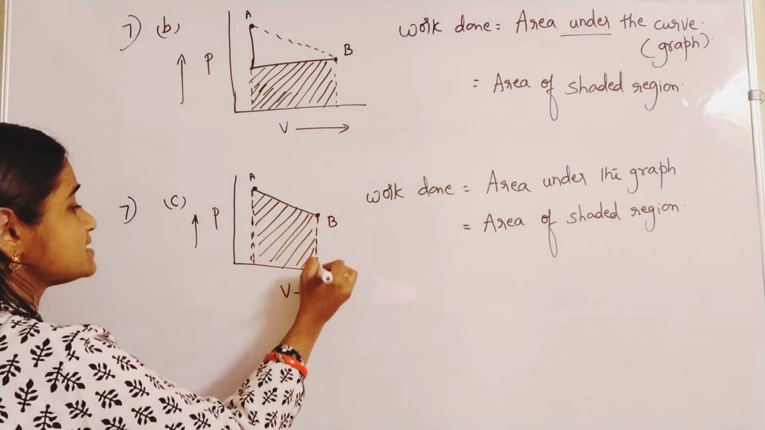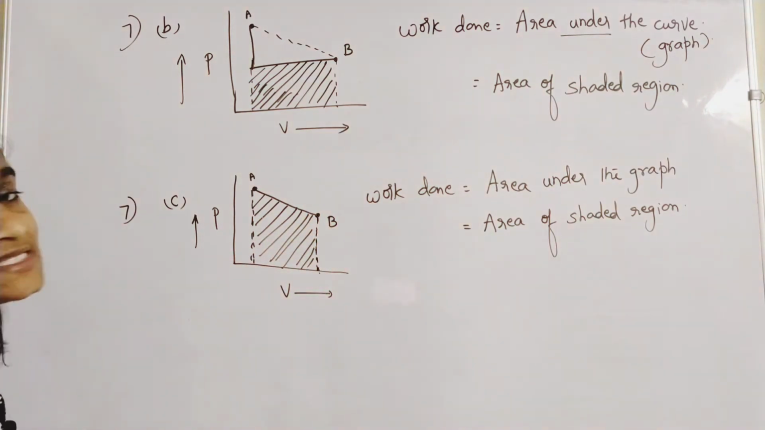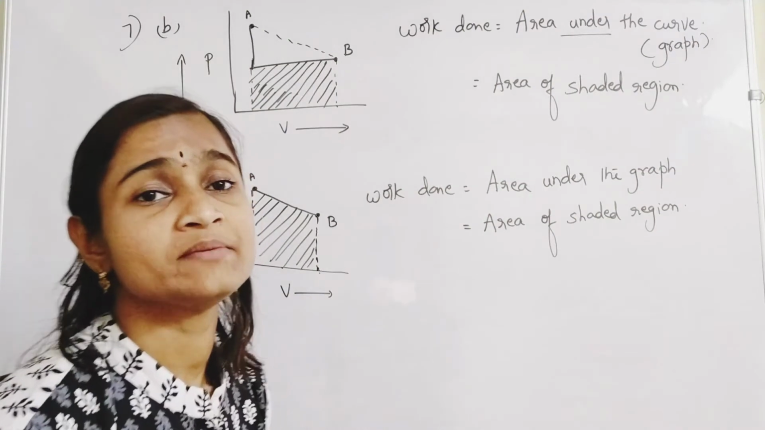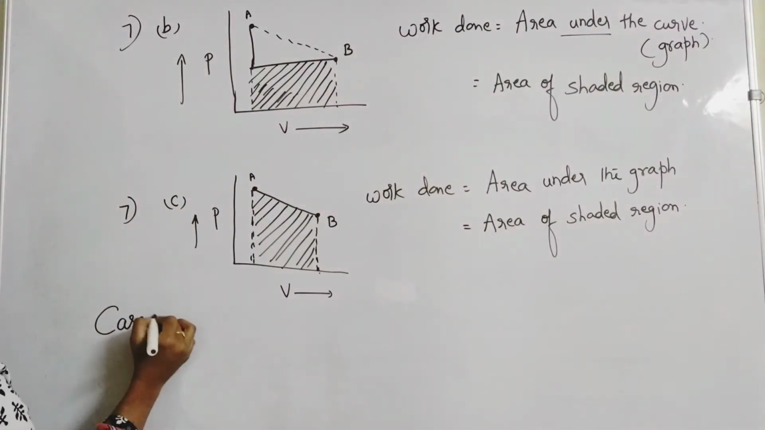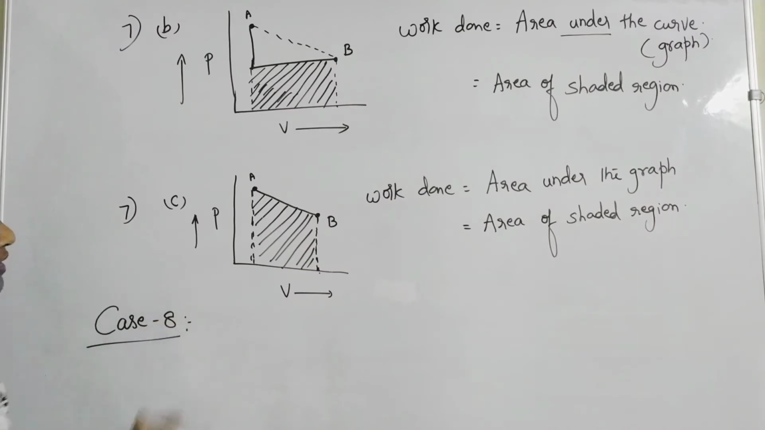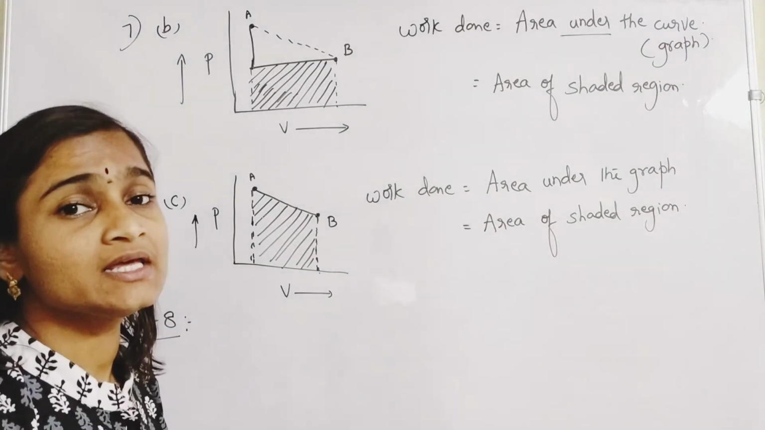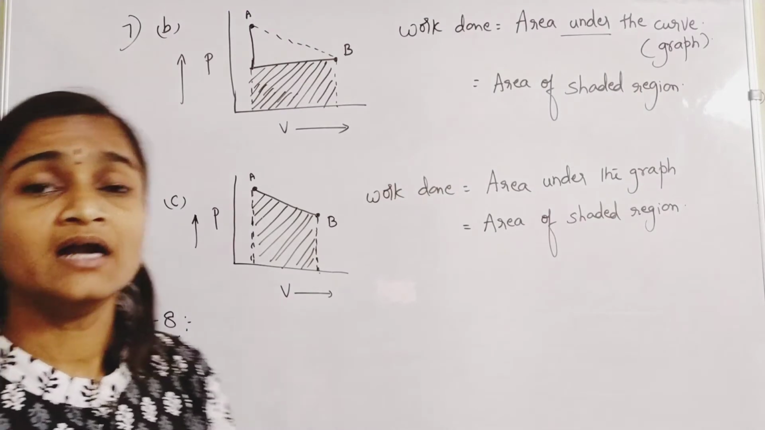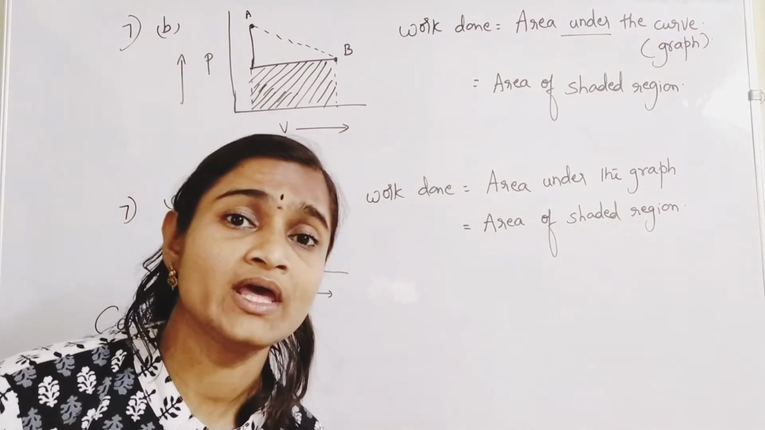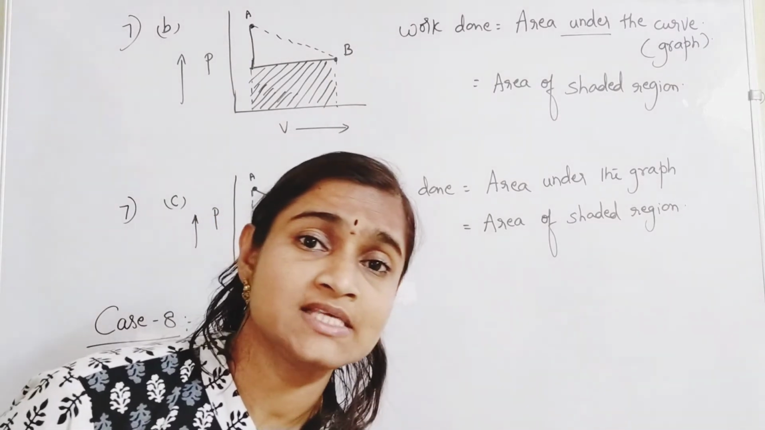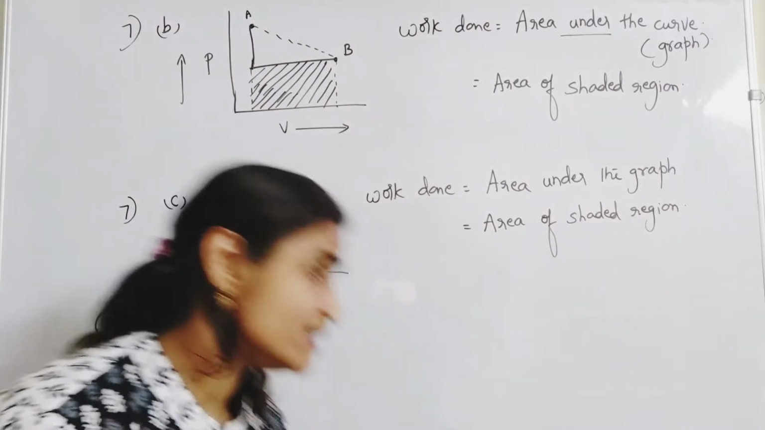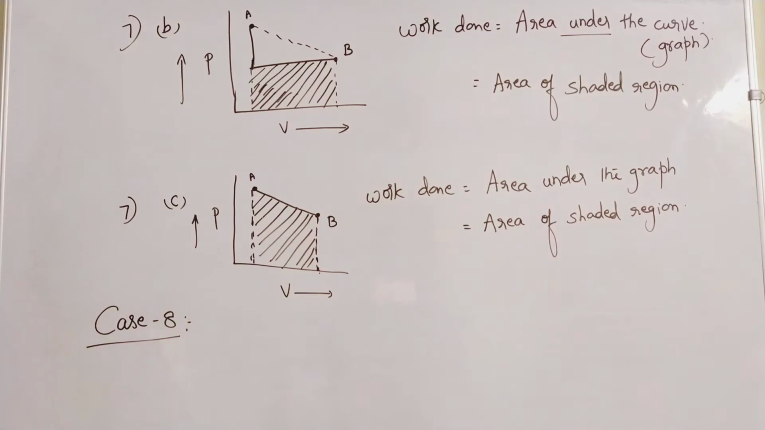Write and practice. So this is case 7, and finally case 8. We reach case 8. Suppose the work is done under a cyclic process. Here you have to consider again two cases: one is clockwise and another is anti-clockwise.